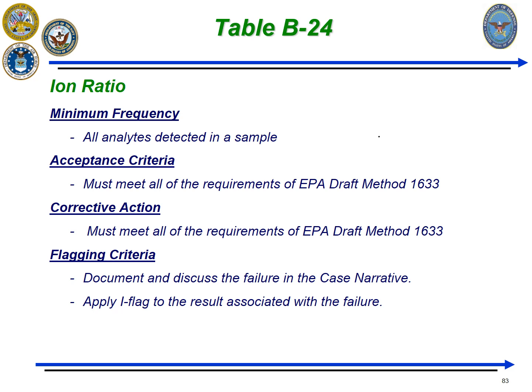So in Table B-24, under the ion ratio column, we had a minimum frequency of all analytes detected in the sample. So that means down to the detection, not down to the limit of quantitation. As the method stated, there are additional requirements for those analytes that are detected below the limit of quantitation that must be met.